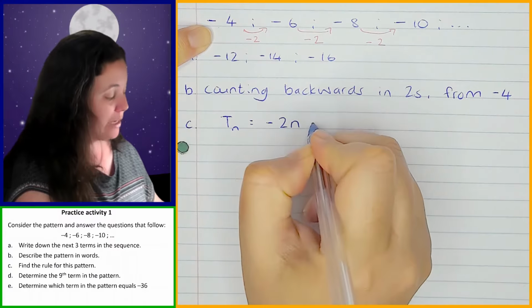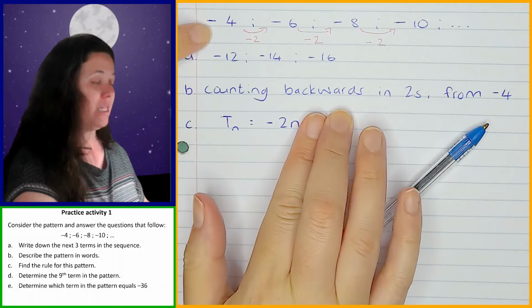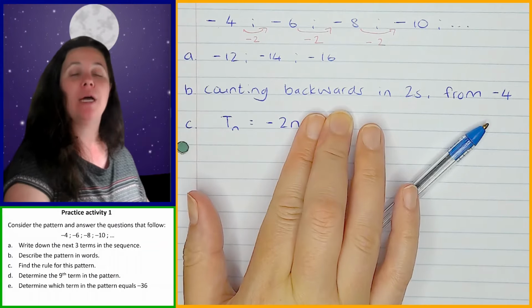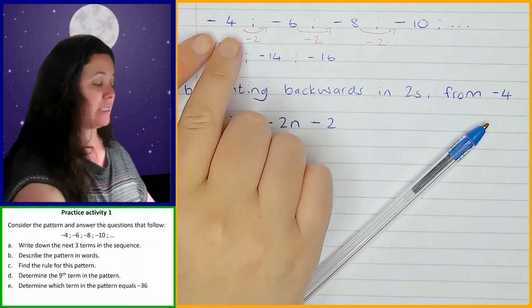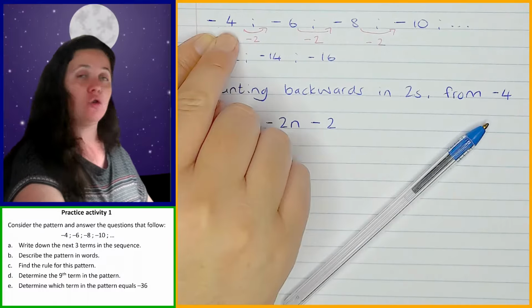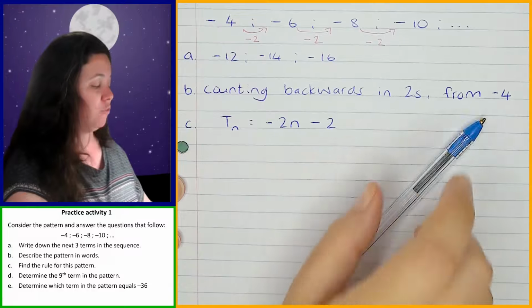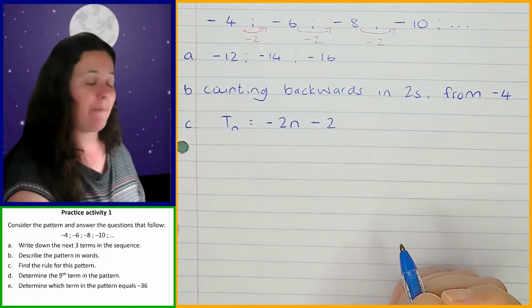So it's -2n minus 2, because if it was just -2n, the pattern would be -2, -4, -6. But it's not. It's -4, -6, -8. So I have to subtract 2 to change each of those terms to be the same as this pattern over here. So my rule is Tn equals -2n minus 2.